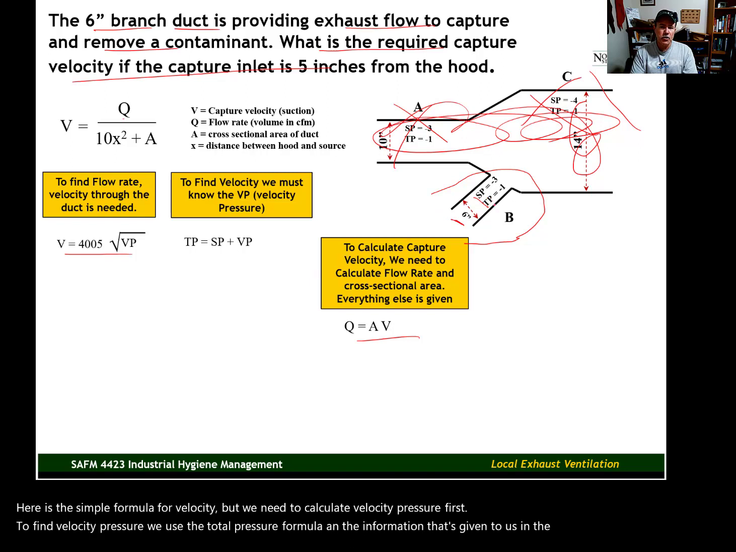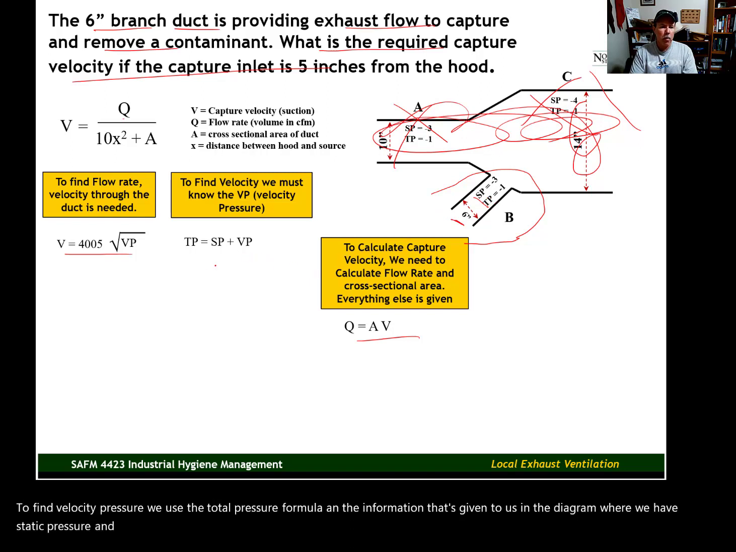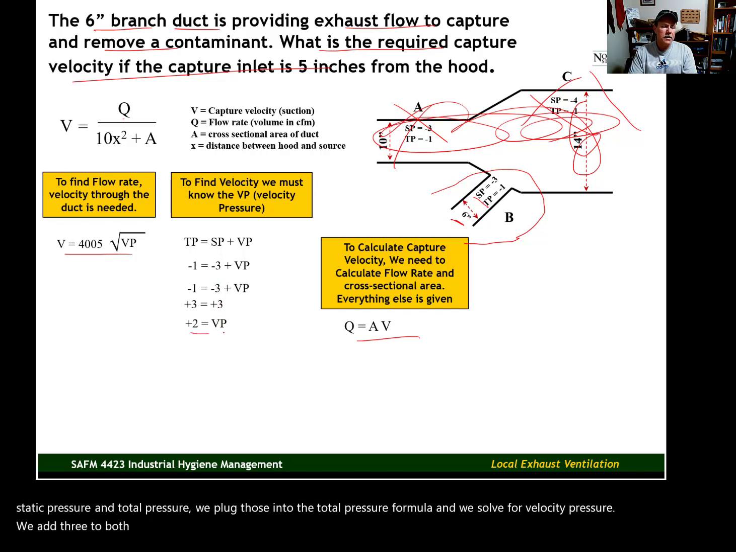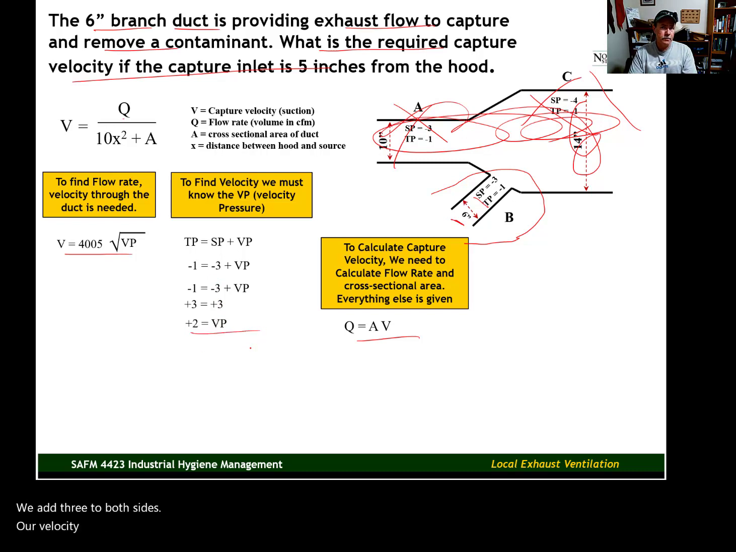We have static pressure and total pressure. We plug those into the total pressure formula, and we solve for velocity pressure. We add 3 to both sides. Our velocity pressure is 2. Now we can take this velocity pressure back over to this formula and calculate our velocity.